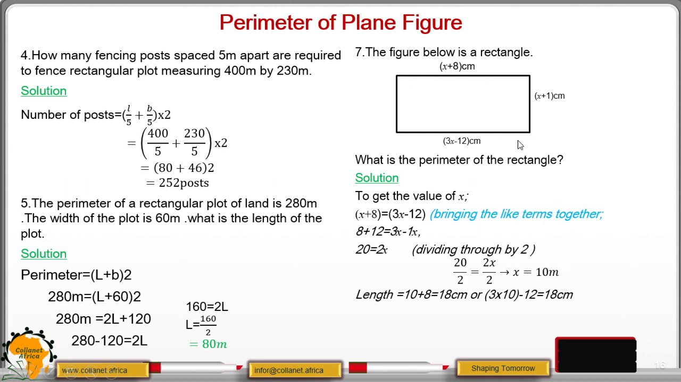So what about our breadth? It is x plus 1. So it is 10, which is our x, plus 1, which is 11. Then after that, you just need to get the perimeter, which is length plus breadth, then multiplied by 2. So it will be 18 plus 11, which gives you 29. Then you multiply by 2, and you get that the perimeter of this figure is 58 centimeters.